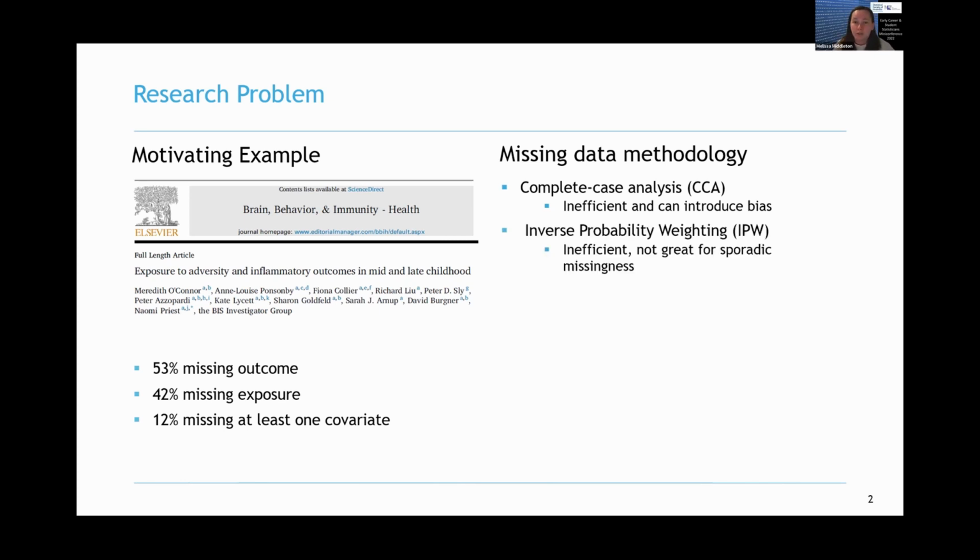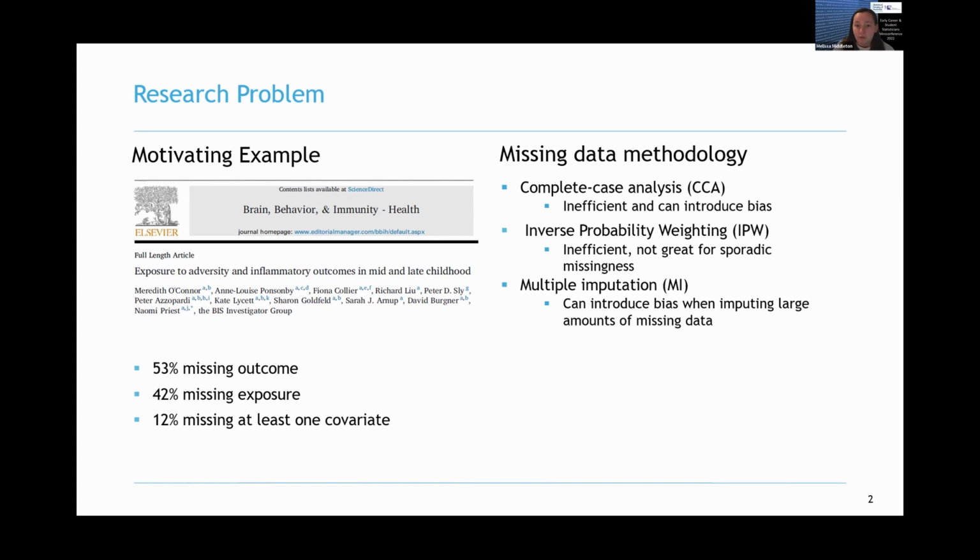The next approach that I want to talk about is inverse probability weighting. So here we are still discarding those incomplete participants. So it's still inefficient, but we are weighting those complete participants or that complete data by the inverse probability of that participant giving complete data. So this is really good when we are handling large proportions of missing data, but it's not actually that great for sporadic missingness that we're seeing here in our exposure and covariates.